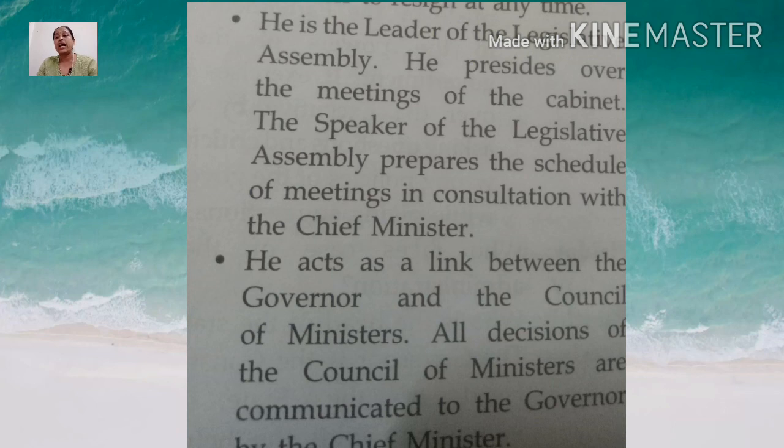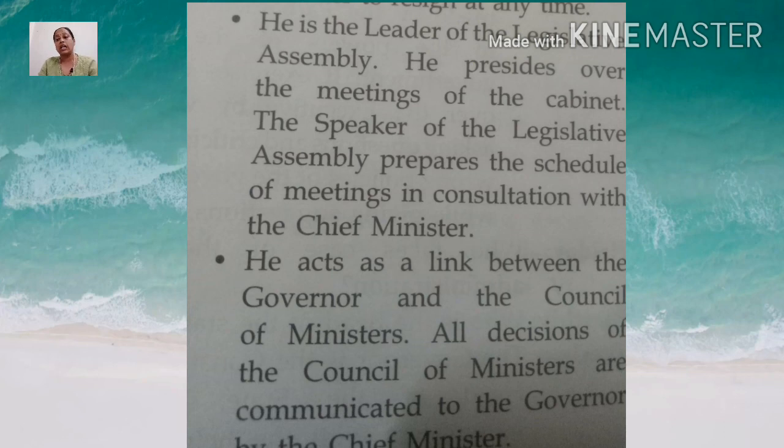He presides over the meetings of the cabinet. The speaker of the legislative assembly prepares the schedule of the meetings in consultation with the chief minister. It is the duty of the speaker to prepare the schedule of the meetings.